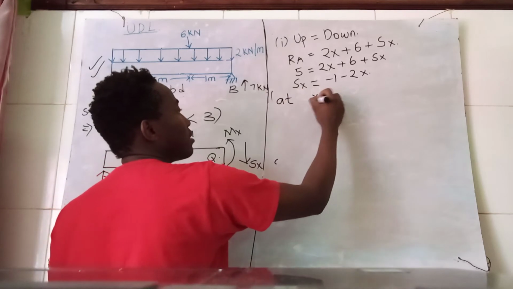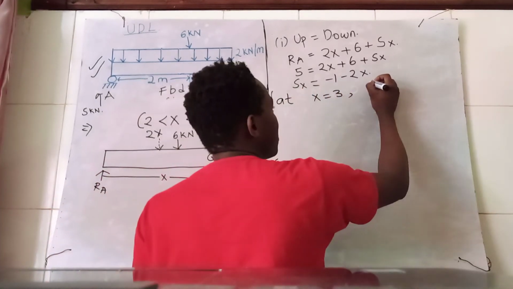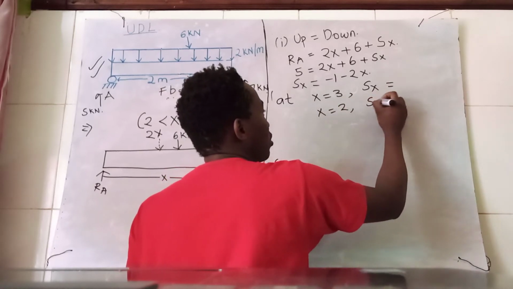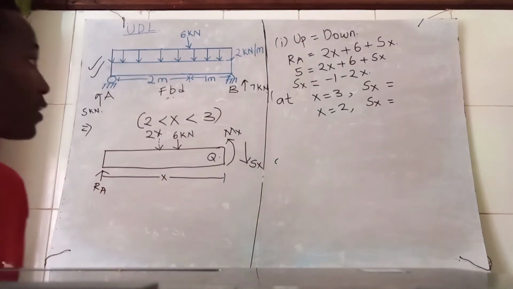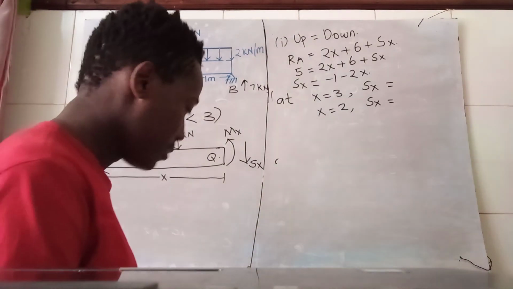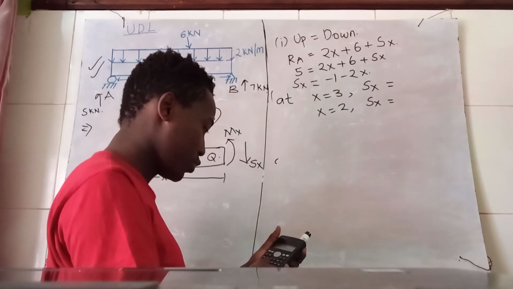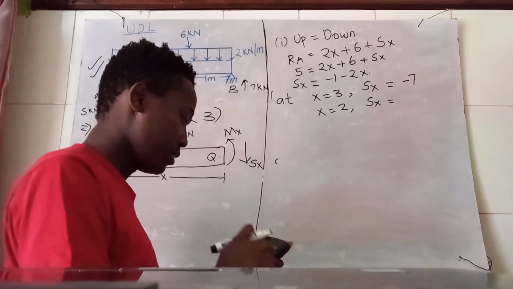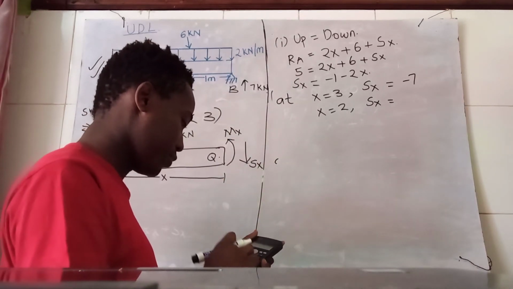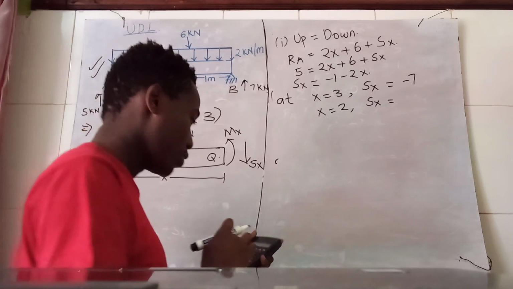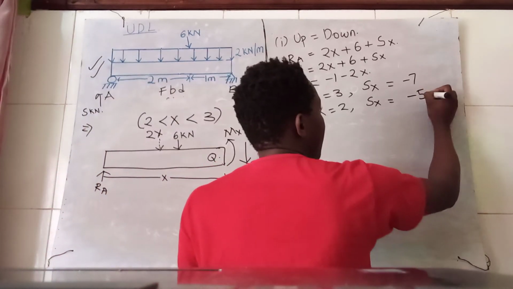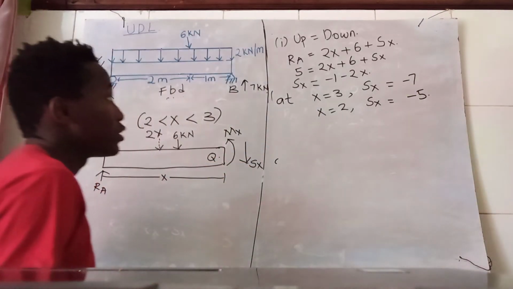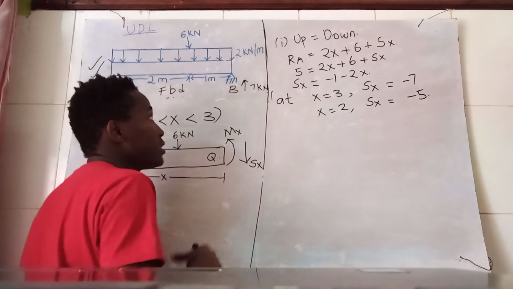At x equals 3, what will be the value of Sx? And at x equals 2, what will be the value of S of x? So negative 1 subtract 2 into bracket 3, negative 7. Then negative 1 minus 2 into bracket 2, negative 5. Alright, so I have the two values for the shear force. So we look at moments.